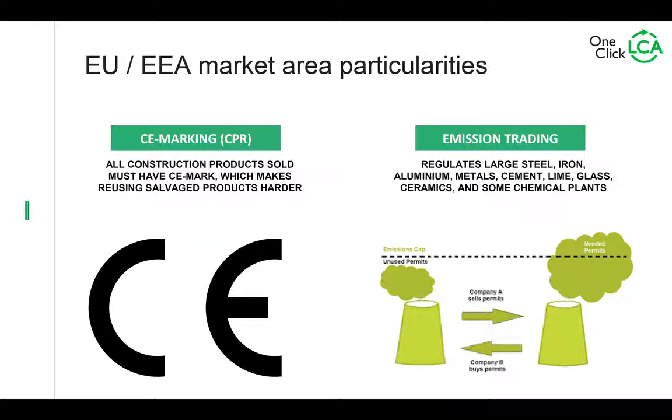We do have the emission trading scheme. The EU ETS is regulating large steel, iron, aluminium, metals, cement, lime, glass, ceramics, and some chemical plants. And this system, of course, puts a price on carbon for manufacturing in the EU. And based on the latest discussions that are being conducted, there's consideration for border adjustment as well.